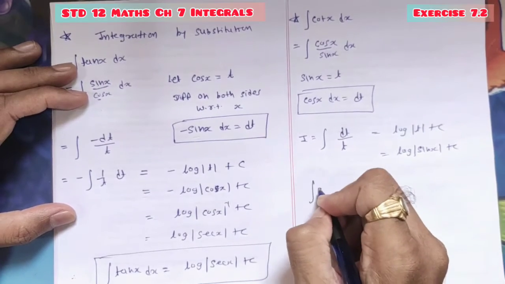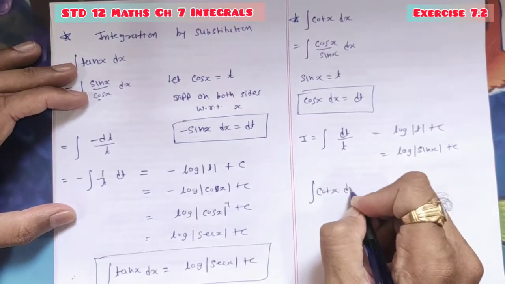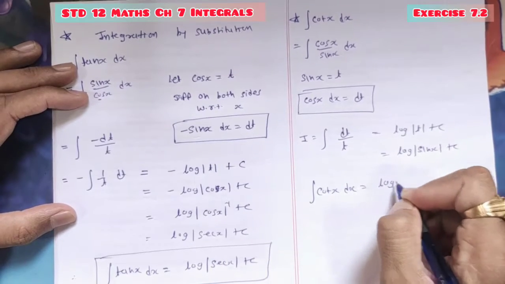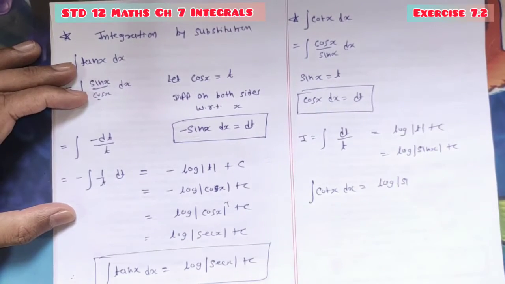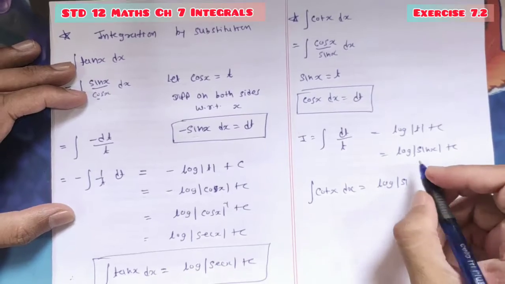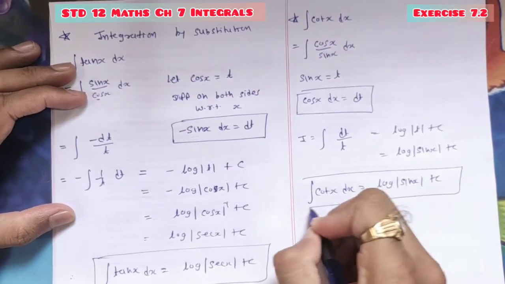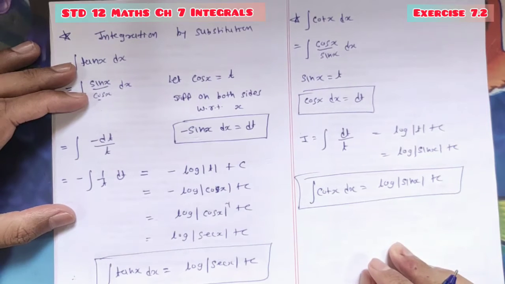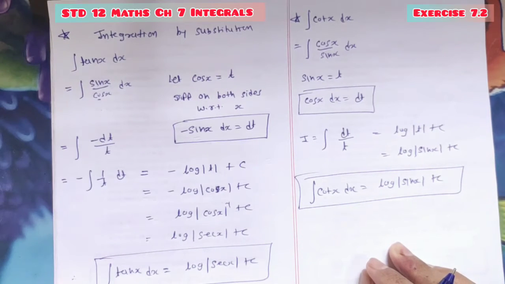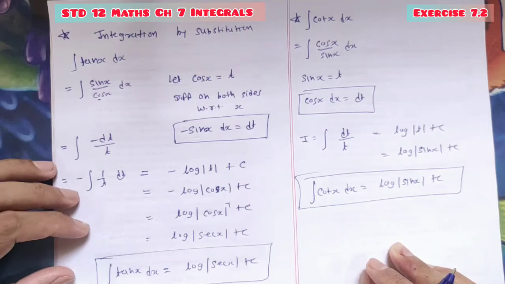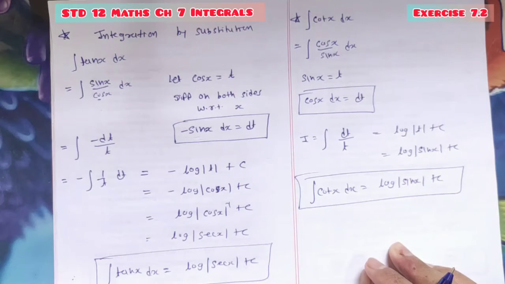So next formula, integration of cot x dx equal to log mod sin x plus c. Integration of cot x dx, that is equal to log mod sin x plus c. Clear students? That is our next formula, integration of cot x.